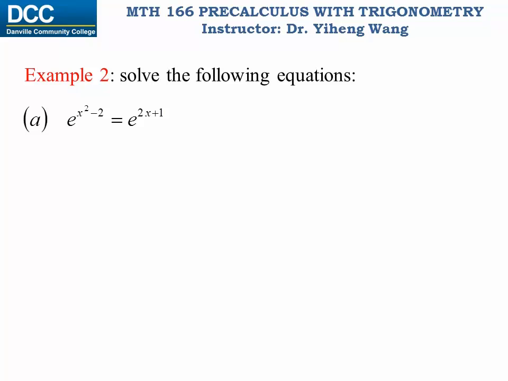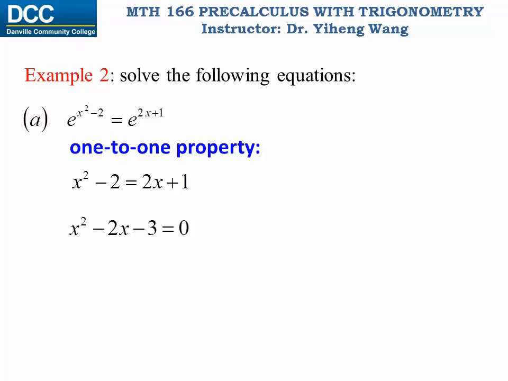Since we have both exponential expressions and they have the same base, therefore we can apply the one-to-one property, which states that if these two are the same, then their exponents must be the same. Therefore, we have x squared minus 2 equals 2x plus 1.